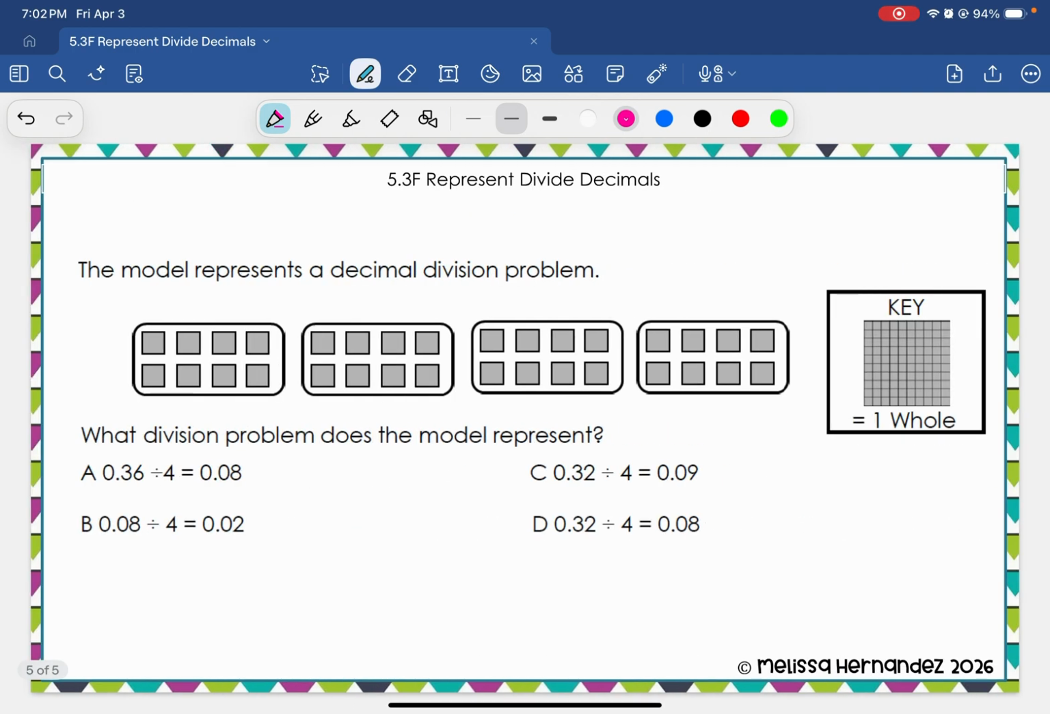So let's do this final one. It says the model represents a decimal division problem. What division problem does the model represent? I strongly encourage you to solve this problem independently. Put the answer in the comments.